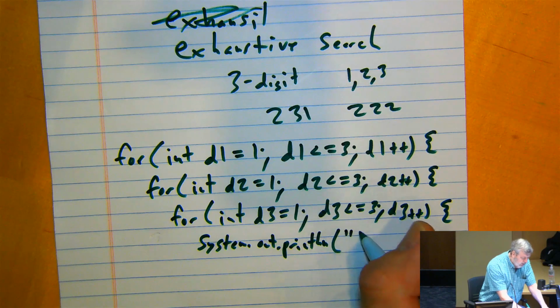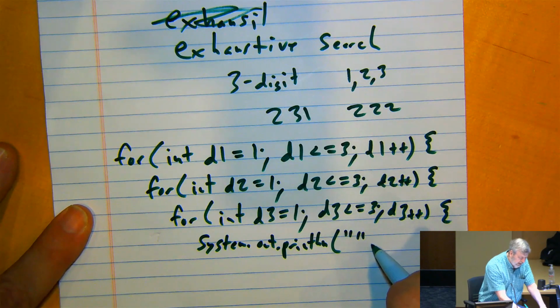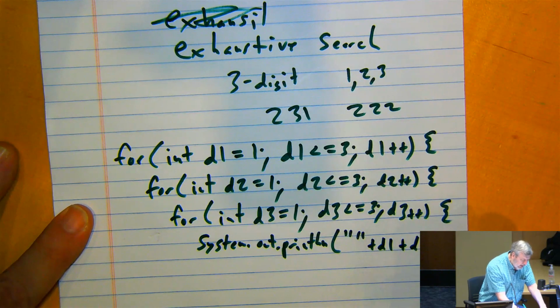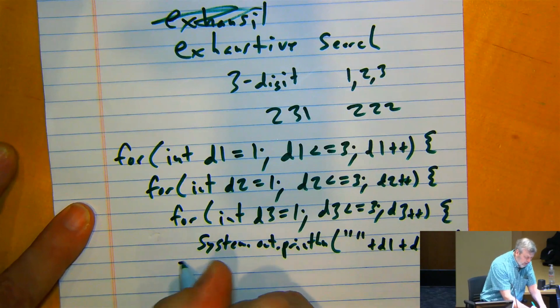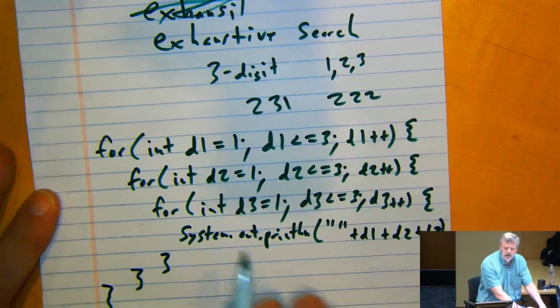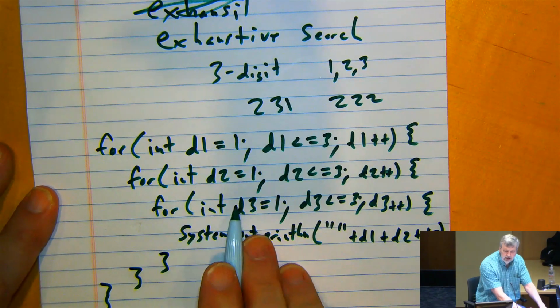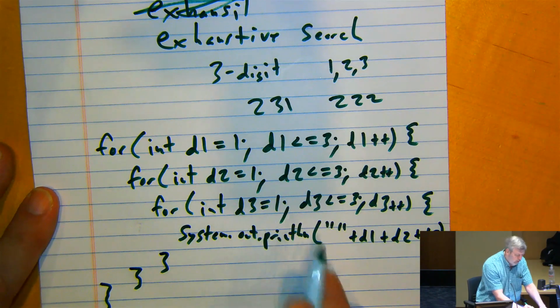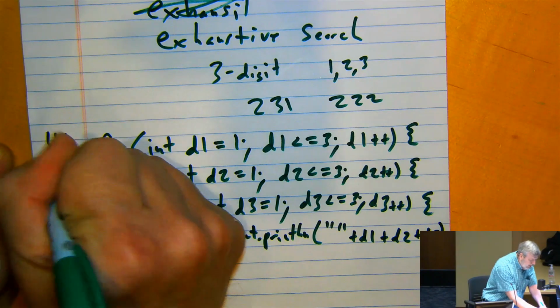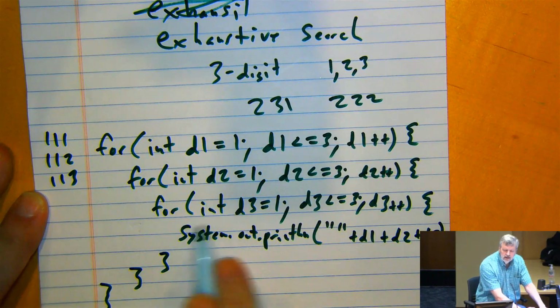We've got to put them together. This is a place where we can use that trick that Kai Horseman had mentioned, where we do quote, quote, plus: we take an empty string and concatenate d1, then d2, then d3. So we put the three digits together. We need some closed curly braces for these different for loops. So what is that going to do? The first for loop sets d1 to 1, the next sets d2 to 1, and then d3 will go 1, 2, 3. We'll get 111, 112, 113. That's what we get with that inner for loop executing 3 times.